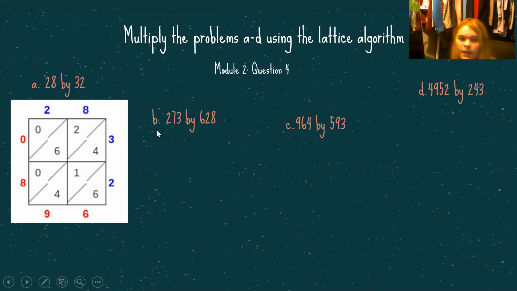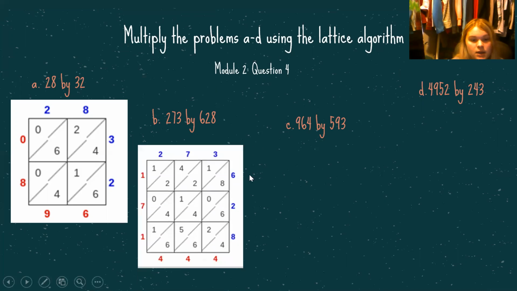We're going to do the same thing in question B. It asks to multiply 273 by 628. But this time, since we're working with 3 numbers, we are going to have a bit of a bigger box. We're going to do 9 squares this time since we have 6 numbers.